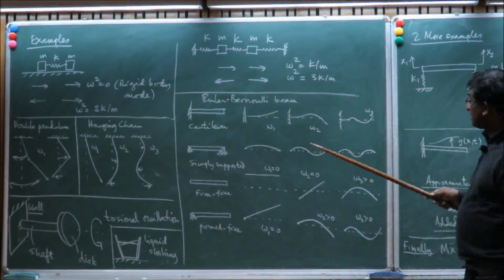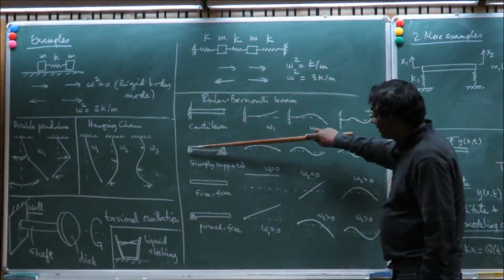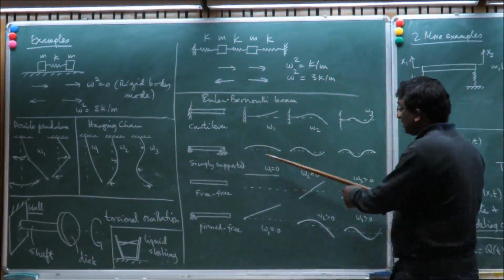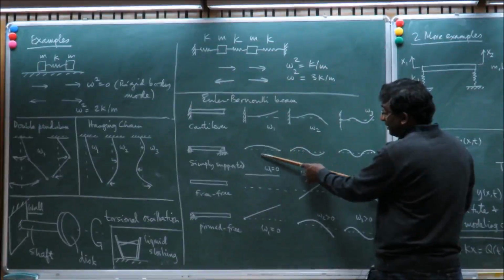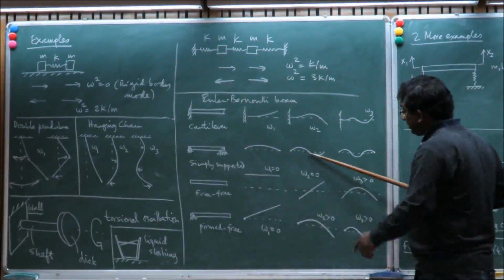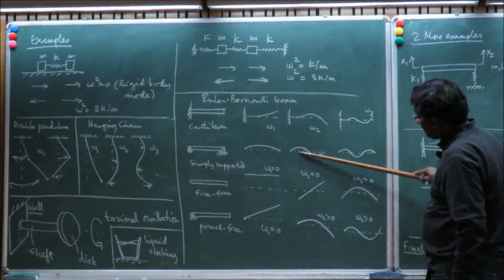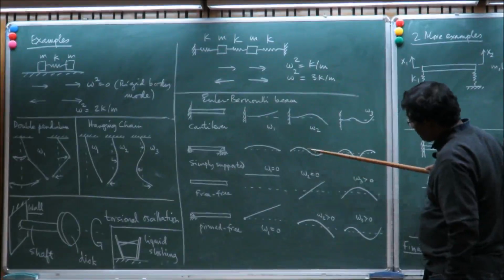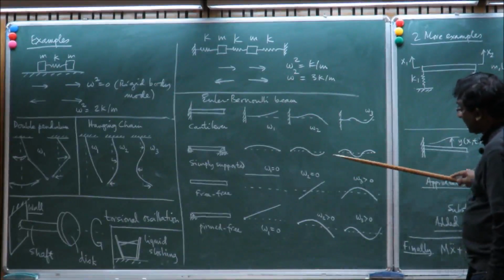A sequence of natural frequencies and associated mode shapes. This is a simply supported condition, pinned here and pinned here. So the first mode, the whole thing will bend up, then bend down, and so on. The second mode, when the left side goes up, the right side goes down. When the left side goes down, the right side goes up. The third mode, a little bit up, another portion down, another portion up, and so on.